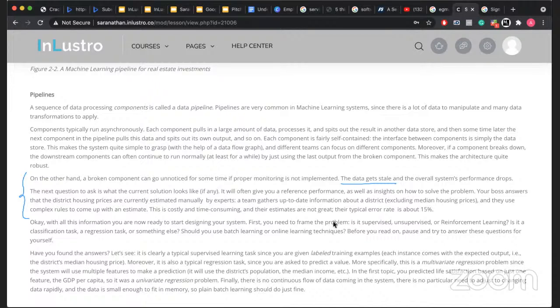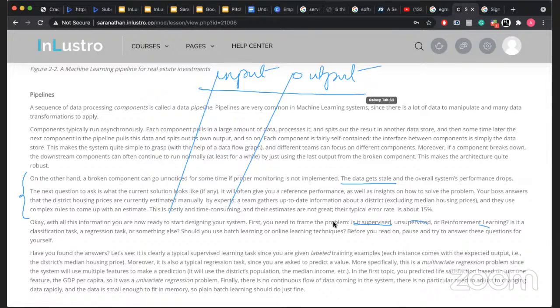So the first thing you need to do is to frame the problem. Is it a supervised learning problem? Is it unsupervised or reinforcement? Let's take a bit of time to revisit the concepts from the first chapter. If you remember supervised learning, supervised learning is when you have the input and the output for a set of entries, and you're trying to predict the output for a new entry based on the input.